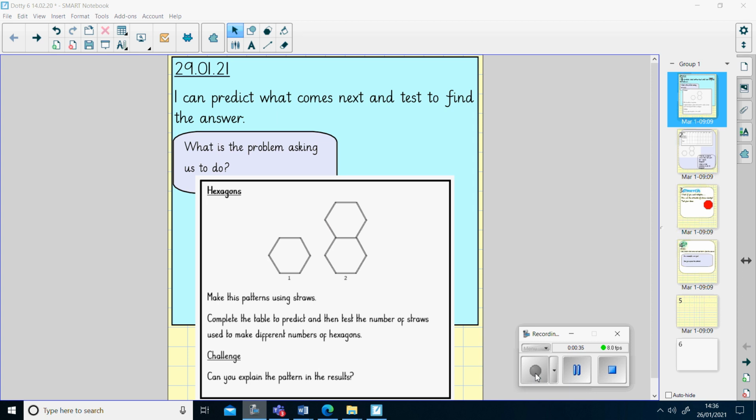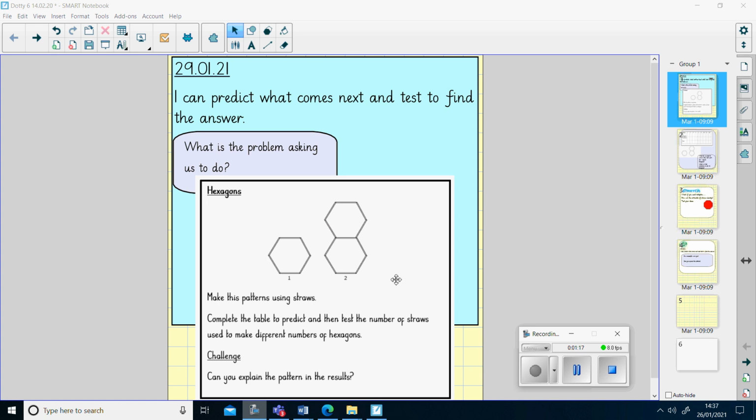find an answer. So the problem that I've got for us today is all about hexagons. Remember, a hexagon is a six-sided shape. So here I have made a hexagon using some straws. If you've got some straws at home or some pencil crayons, you could have a go at this practically as well today. That might help you a little bit. So I've made one hexagon, then I've made two hexagons, and this problem is all about predicting how many straws you would need to make different numbers of hexagons.